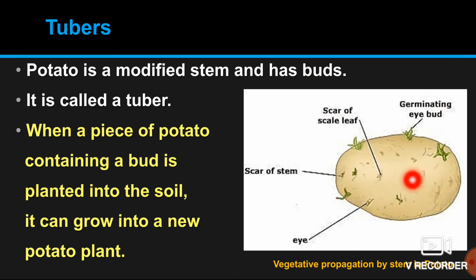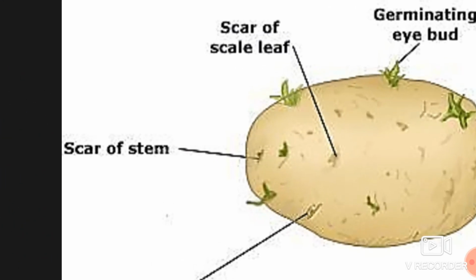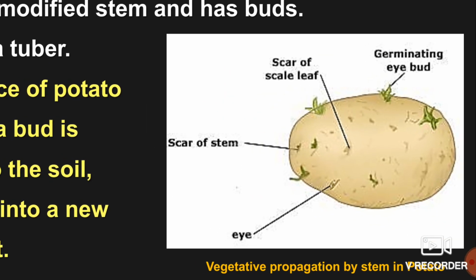Here it is potato, you know about it. So potato is again a modified stem and has buds. It is called a tuber. So potato is known as a tuber. When a piece of potato containing a bud is planted into the soil, it can grow into a new potato plant. So where is the bud? Sometimes in your kitchen you have seen some whitish thing coming out of the potato. Those are nothing but eye buds, okay. When you leave it, it will grow into a plant.